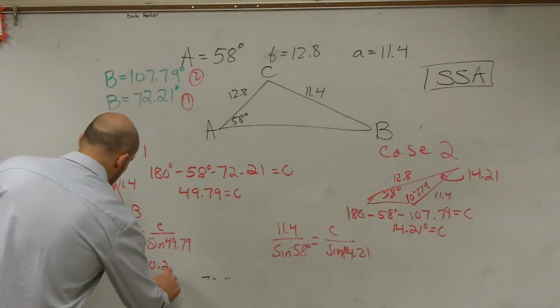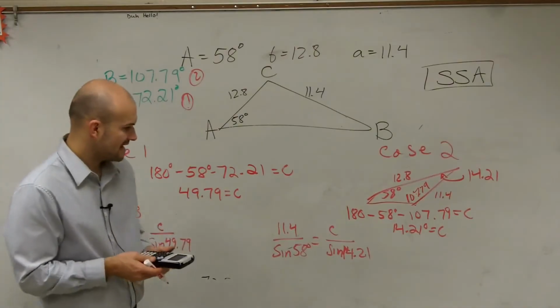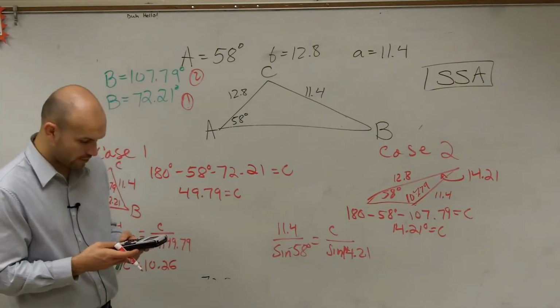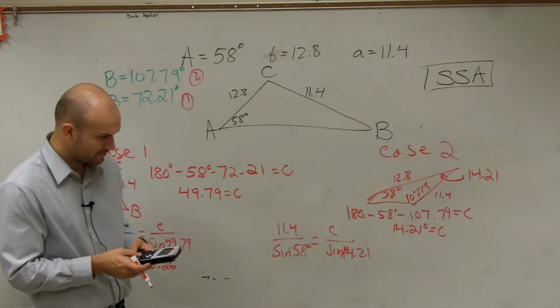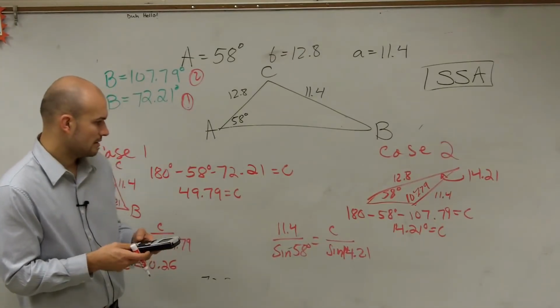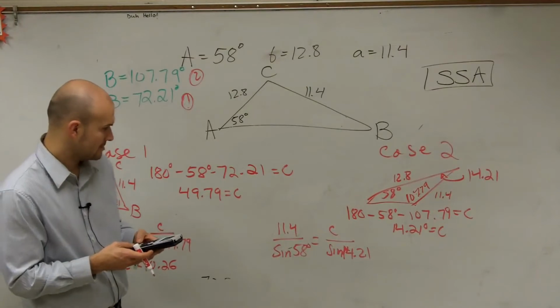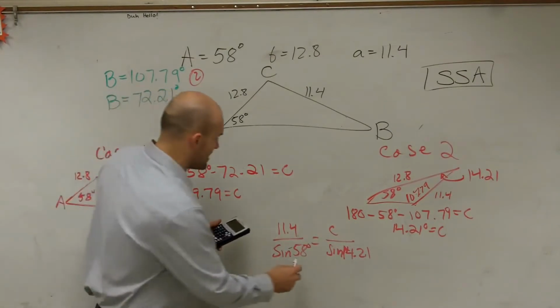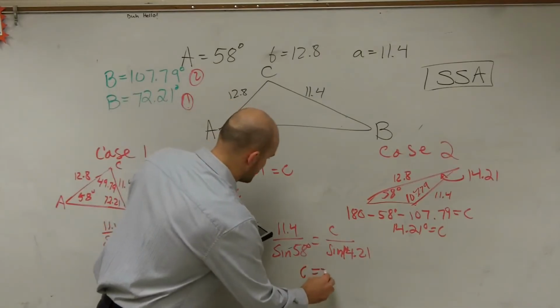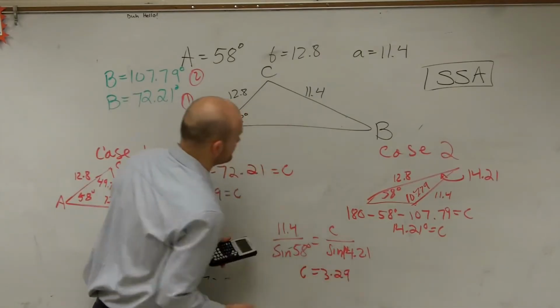C equals 10.26. For case 2, I'm going to do 11.4 times the sine of 14.21, and then divide that by the sine of 58 degrees. And here I get C is going to equal 3.29.